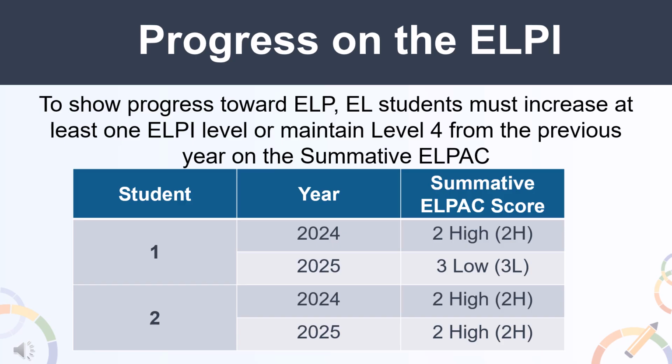Let's demonstrate through 2 examples. Example 1, a student in 2024 scored a level of 2 high or 2H. In 2025, the same student scored a level 3 low or 3L. This student advanced 1 LP level. Example 2, a student in 2024 scored a level of 2 high or 2H. In 2025, the same student scored a level of 2 high or 2H. This student did not advance 1 LP level.